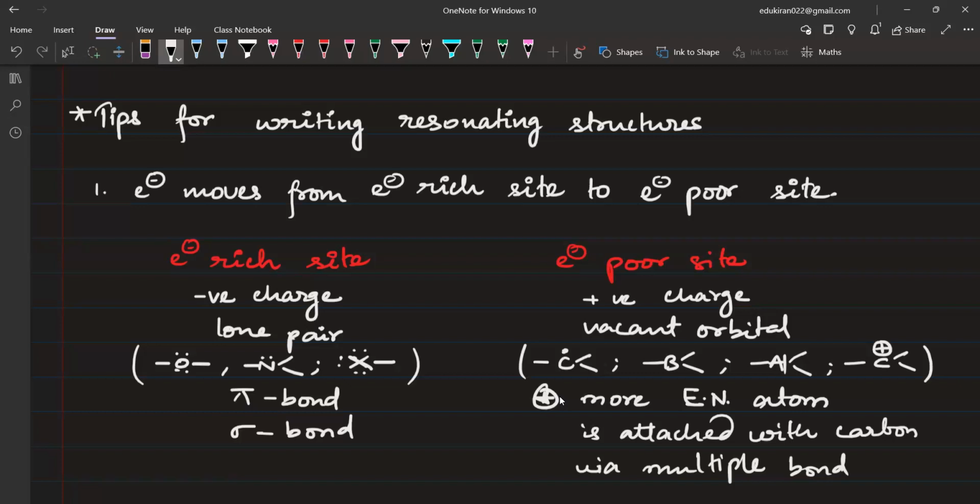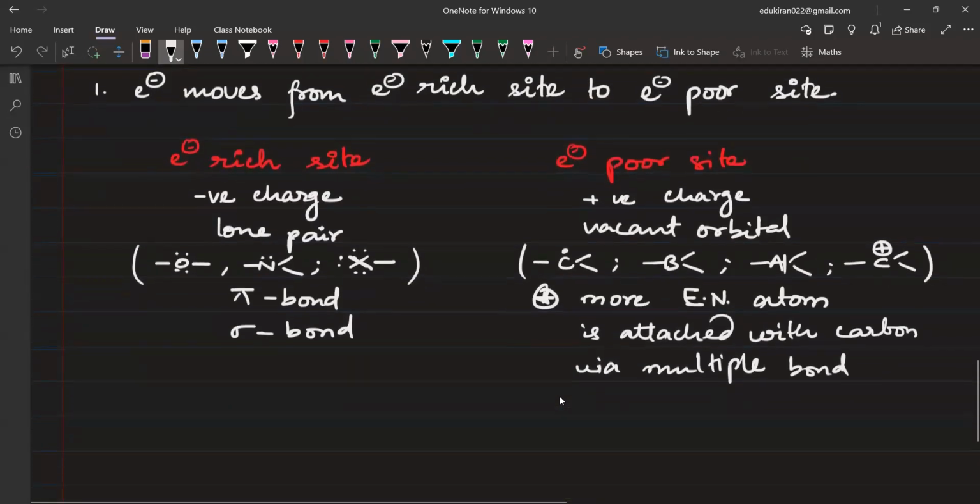Please write this down. So this is the first tip that you have to remember. Electron moves from electron rich to electron poor sides. I hope you have written this.